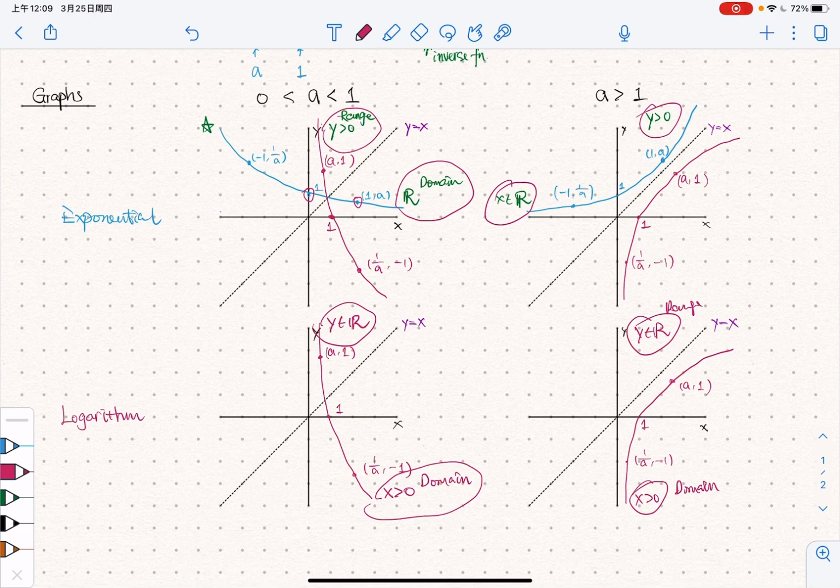These are the domain and the range of the exponential and logarithm functions. As we can see, no matter whether a is larger than 1 or smaller than 1, we always have the same domain and the same range for logarithm. And we have the same domain and the same range for the exponential.